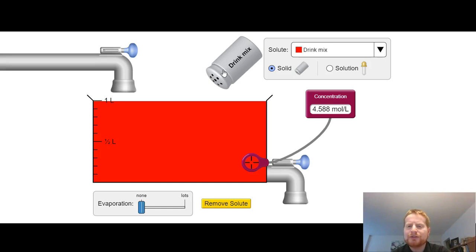So what you really want to do is take these vocab terms and start to study them. There's kind of a lot of unique vocab in this unit. But that's it for now for the start of the solutions unit.